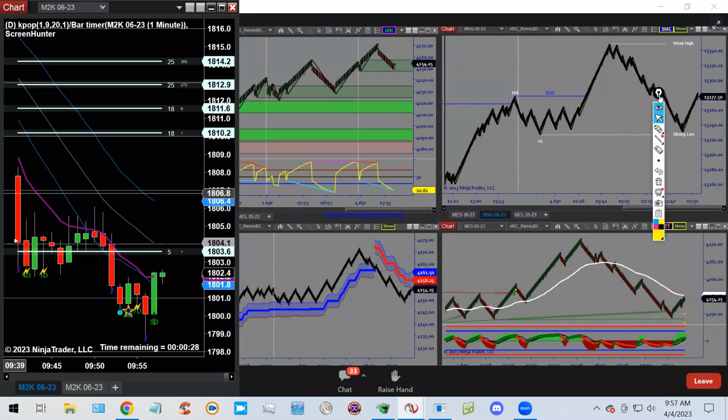And I got a trade setup checklist here we're going to talk about in a second. Okay. This is the higher time frame chart. It's the decision making chart.